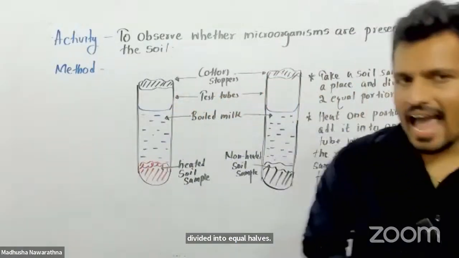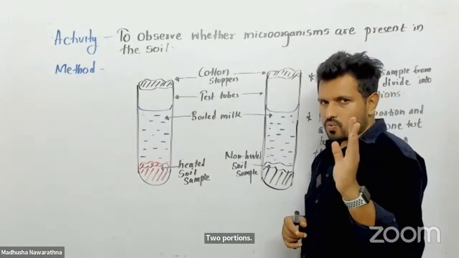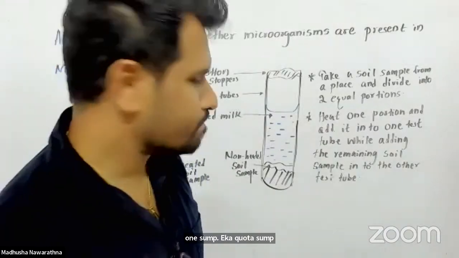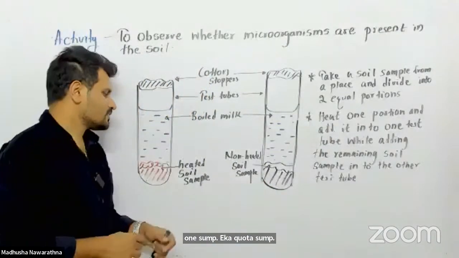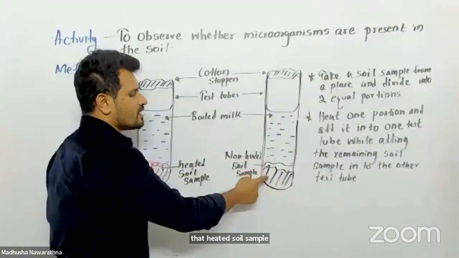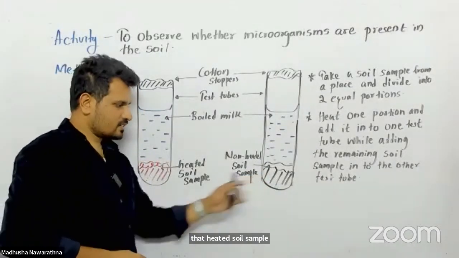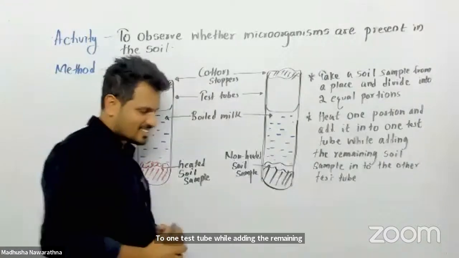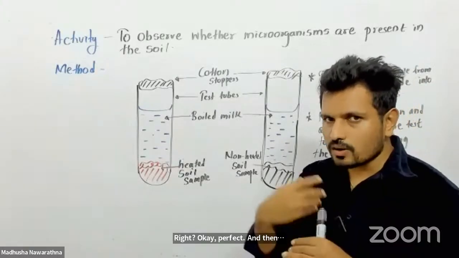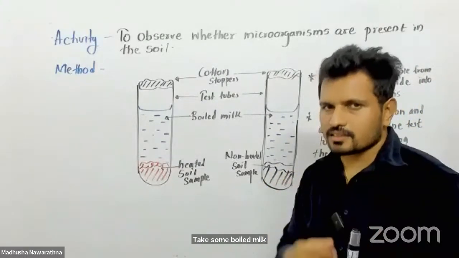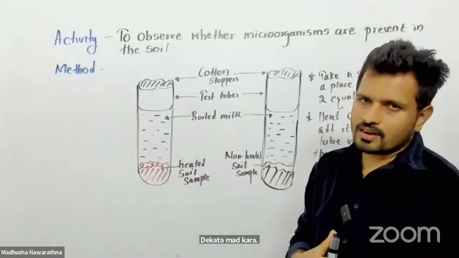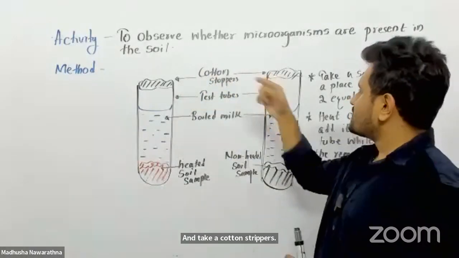Two portions. And you need to boil one sample, heat one portion well. And add that heated soil sample to one test tube while adding the remaining sample to the remaining test tube. Right? Okay, perfect. And then take some boiled milk and add it to both. And take cotton stoppers and place them like this.